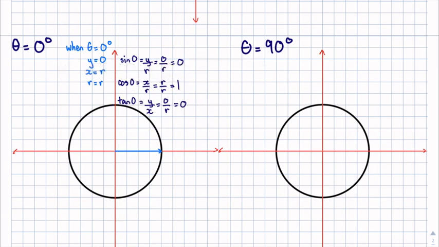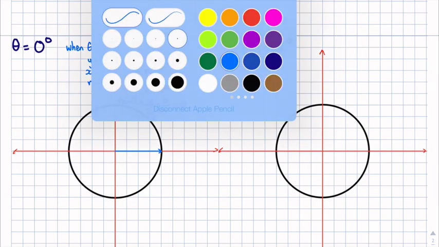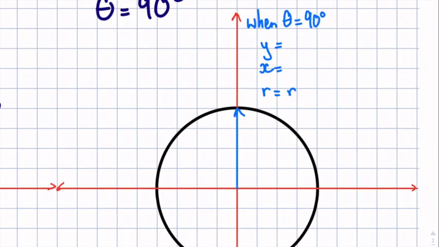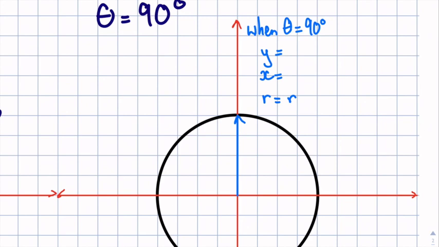Now let's do something similar for when theta is 90 degrees. So this time we're going straight up. So when theta equals 90 degrees, what's y equal? What's x equal? And what's r? Well, r is still r, yeah? But this time, y, we're going r units up, like it's the radius. This time we're going nothing across.